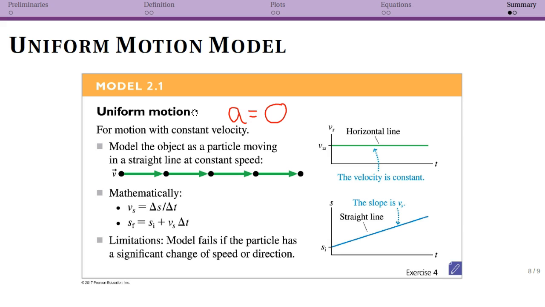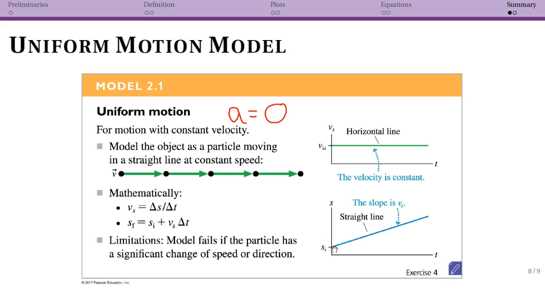Now this means that our object can be modeled as a particle moving in a straight line at a constant speed. If for any reason you can't model it that way, you cannot use uniform motion. So visually, you can look at this motion diagram. The other two visual representations we can use are a velocity versus time plot or a position versus time plot.